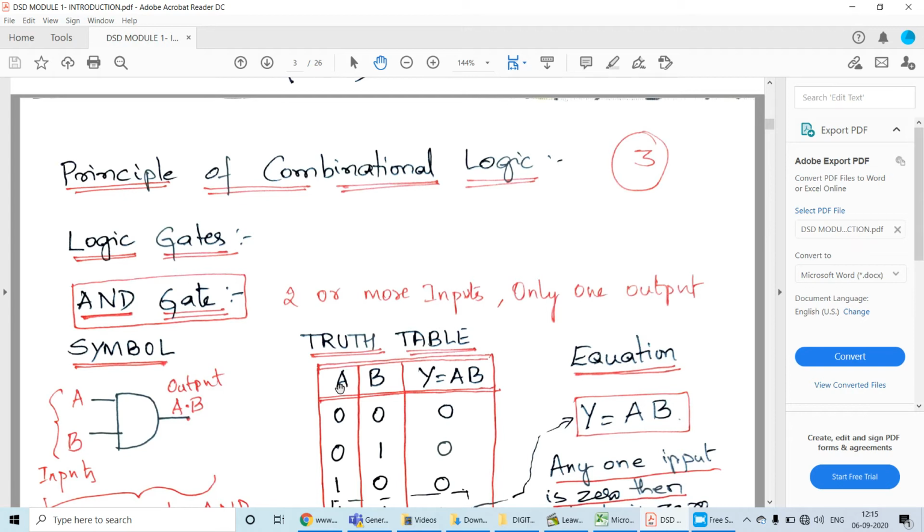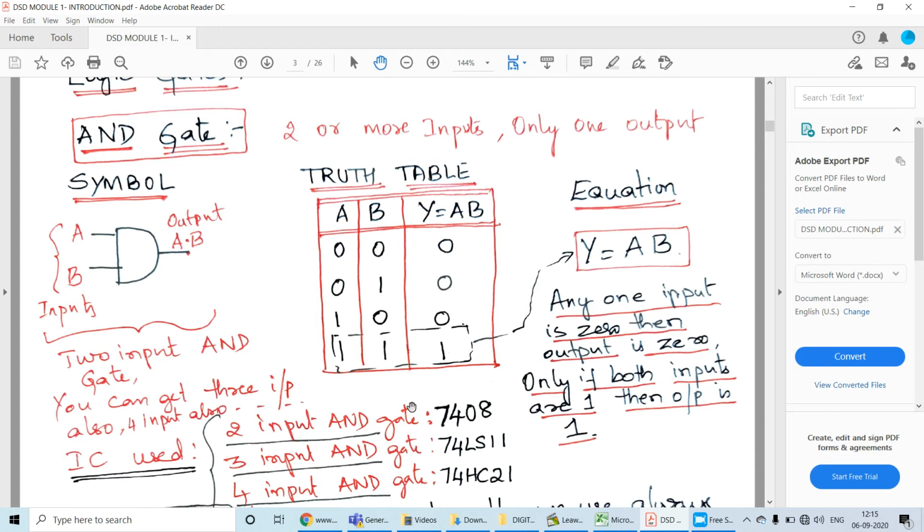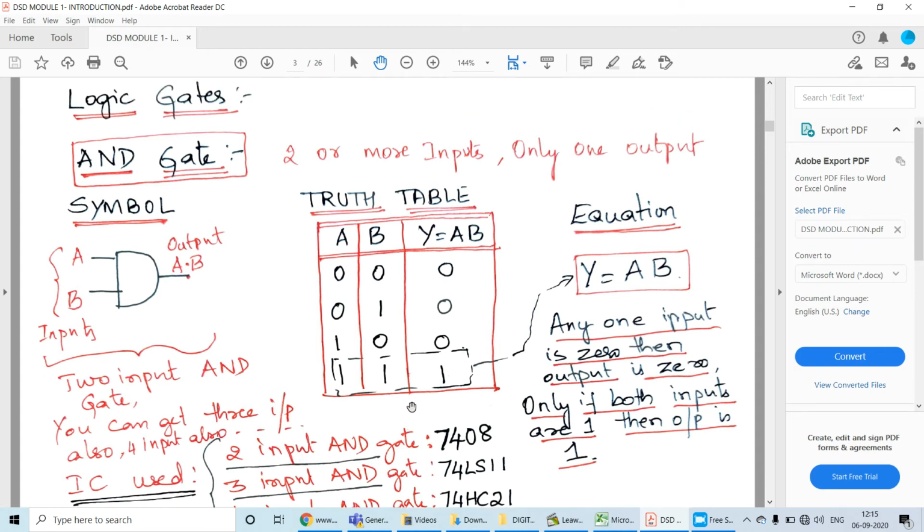Okay. The first main gate which we learn here in logic gates is the AND gate. An AND gate will have two or more inputs, whereas only one output. Now this is the symbol which is used for an AND gate. A and B are inputs and the output is A and B. The symbol is very important. You should keep this symbol in mind.